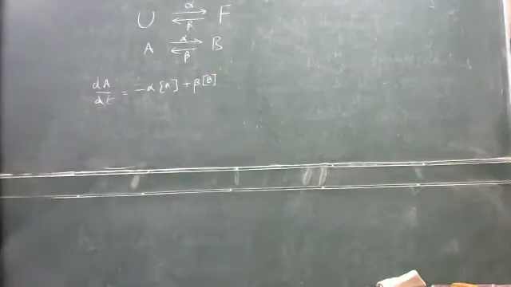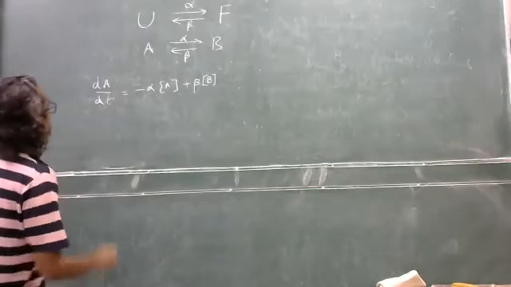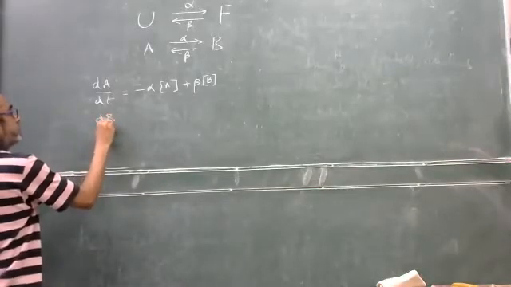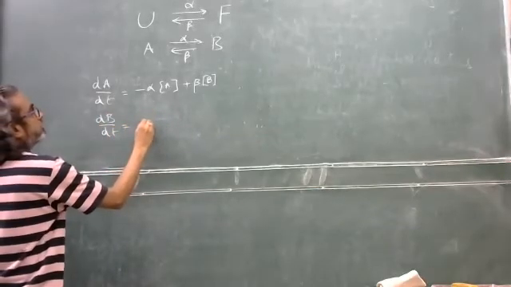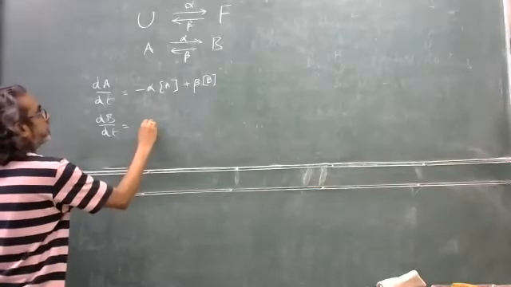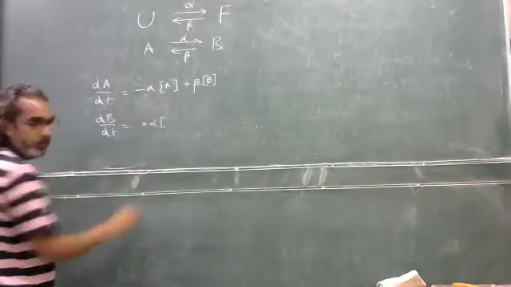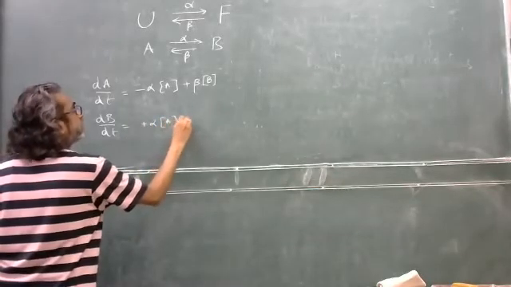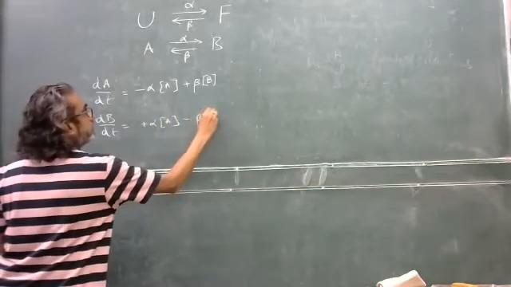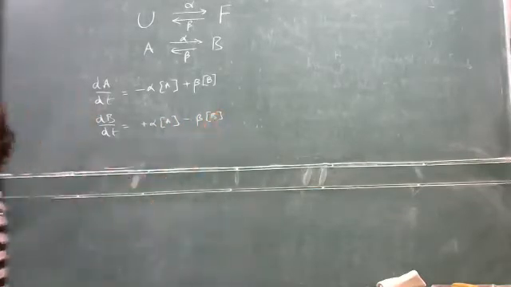Okay. Yes, sir. Yes. And because it's an equilibrium, you can write the differential equation for dB as well. So that will be plus alpha times A minus beta times B.